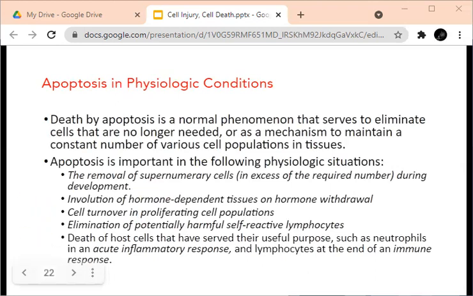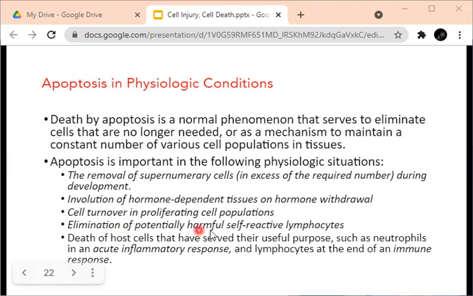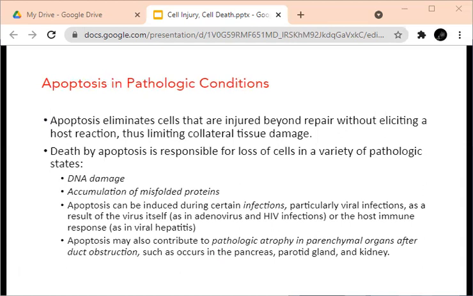And next is elimination of potentially harmful self-reactive lymphocytes. So during the immune system development, mayroon tayong self-tolerance, no? Pero eventually, yung mga self-reactive lymphocytes natin are generally eliminated kasi pwede silang maging source of autoimmune diseases. And then lastly, the death of host cells that have served their useful purpose, such as neutrophils in acute inflammatory response. So yung mga heroes natin sa blood, pag na-serve na nila yung purpose nila, hindi na sila babalik, they are going to die. Okay, so they die by apoptosis, and lymphocytes at the end of the immune response. So tapos na ako, I have done my part, so I'm ready to die. So hero itong mga neutrophils natin tsaka yung mga lymphocytes at the end of the immune response. So these are examples of apoptosis in physiologic conditions.